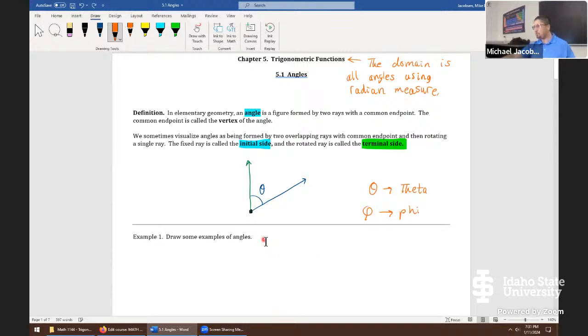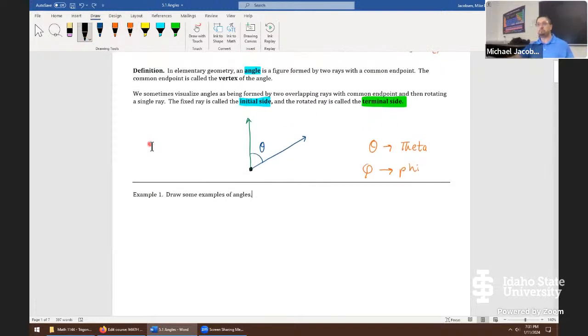Well, I put here example one, draw some examples of angles. This is really kind of a warm-up example. This wouldn't be a homework question. But just to tie in the definition, let's throw some angles in there. Any questions at all, though, with the diagram at the moment? Okay, so that's our angle. Its purpose is to measure the rotation of this terminal side when it stopped right here.